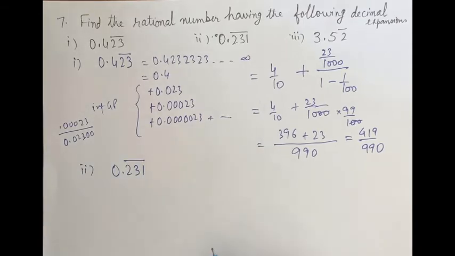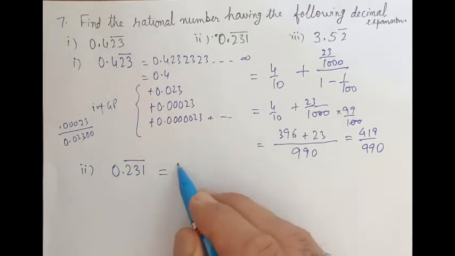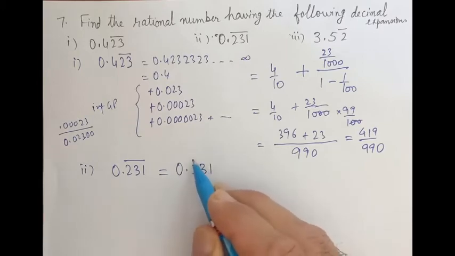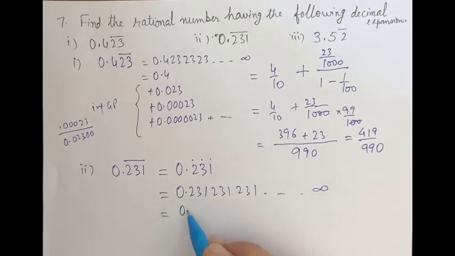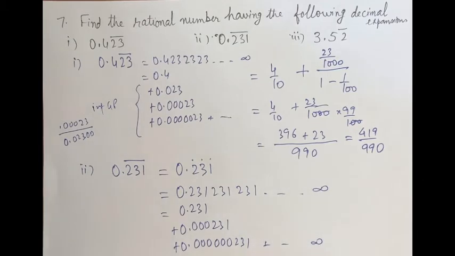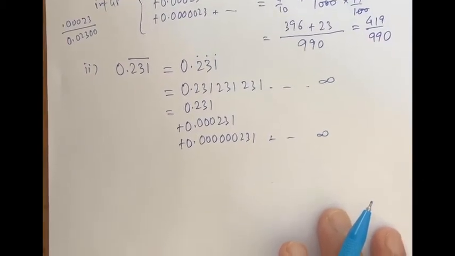The second part, we are given 0.231, so this bar is over 2, 3 and 1. This can also be written 0.231 like this. So this also means the same thing. This is 0.231, 231, 231 and so on up to infinity. And this can be written 0.231 plus 0.000231 plus 0.000000231 and so on up to infinity.